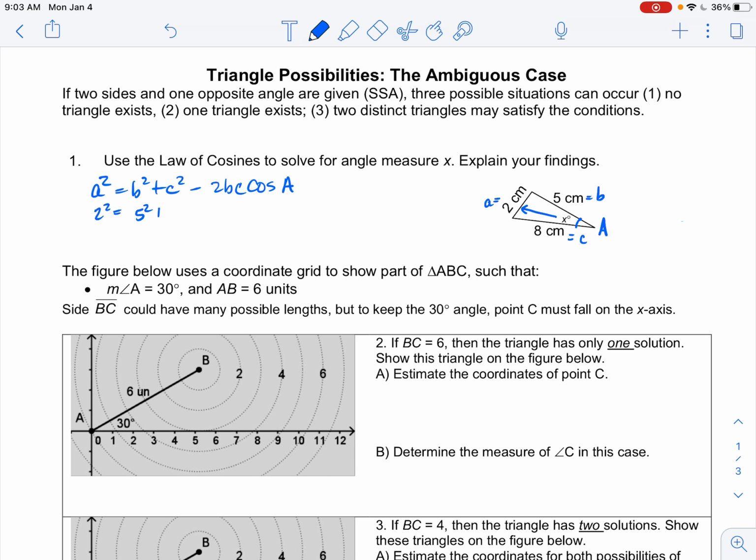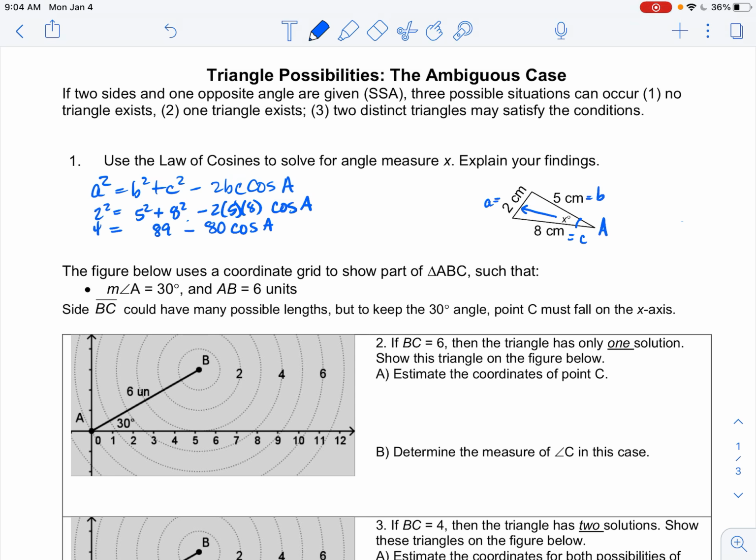All right, so this is going to be 2 squared is equal to 5 squared plus 8 squared. And I always recommend labeling just so you don't mix up your numbers. 4 is equal to 25 plus 64. 64 and 25, I believe that's 89. So that's 89. 2 times 5 is 10 times 8 is 80.